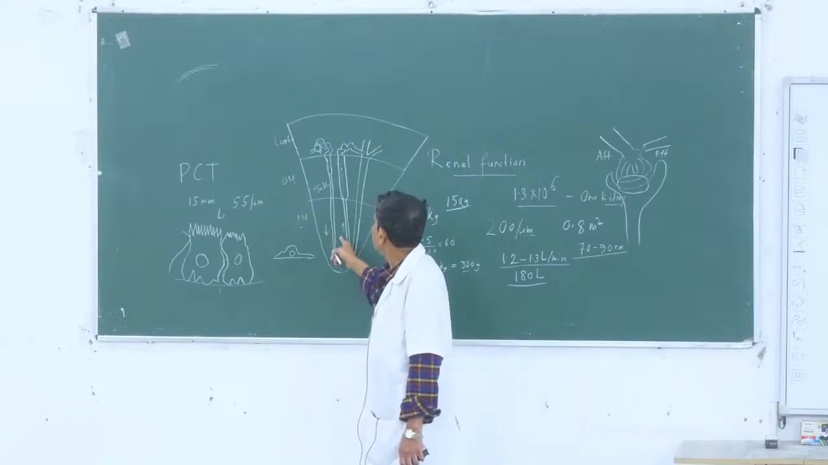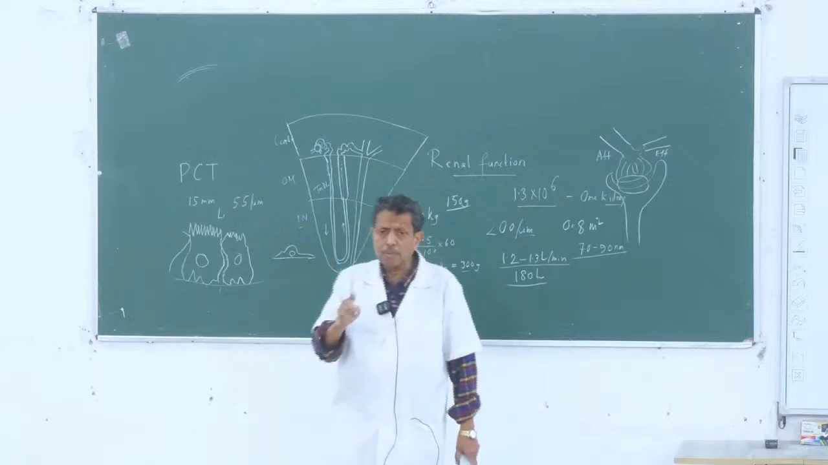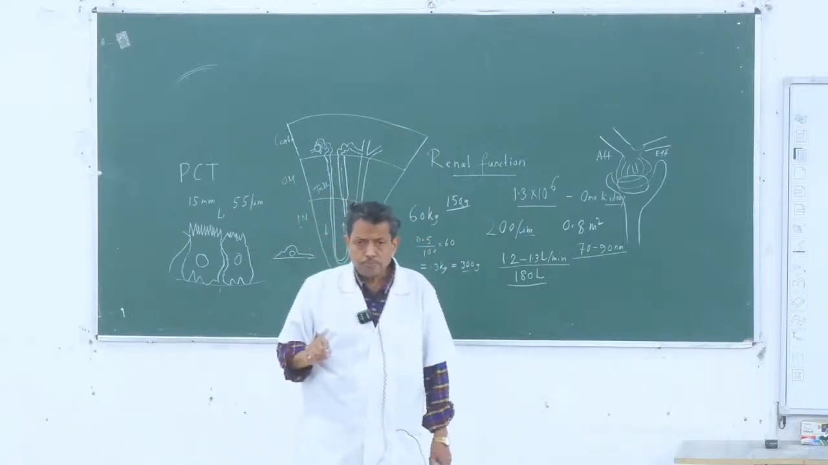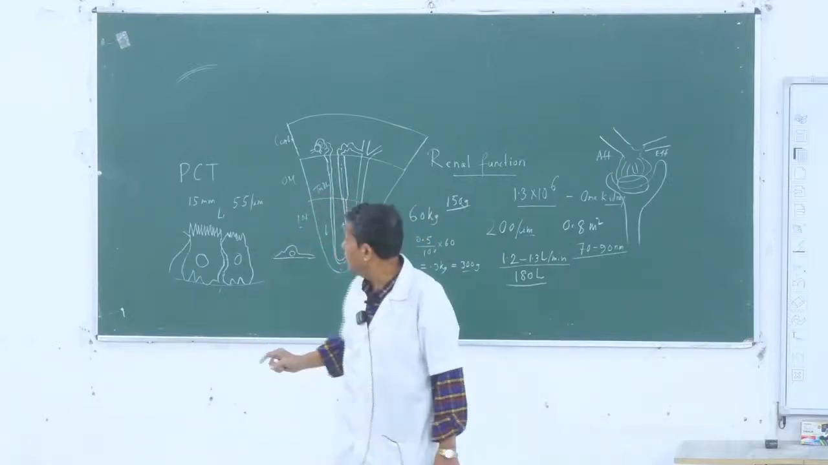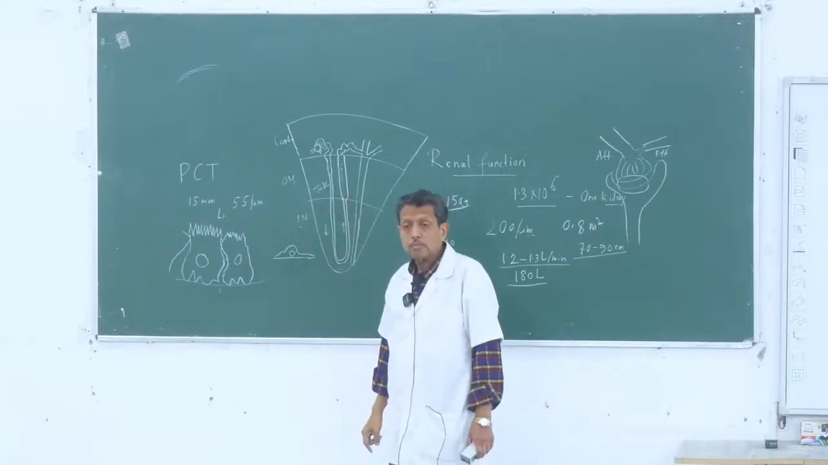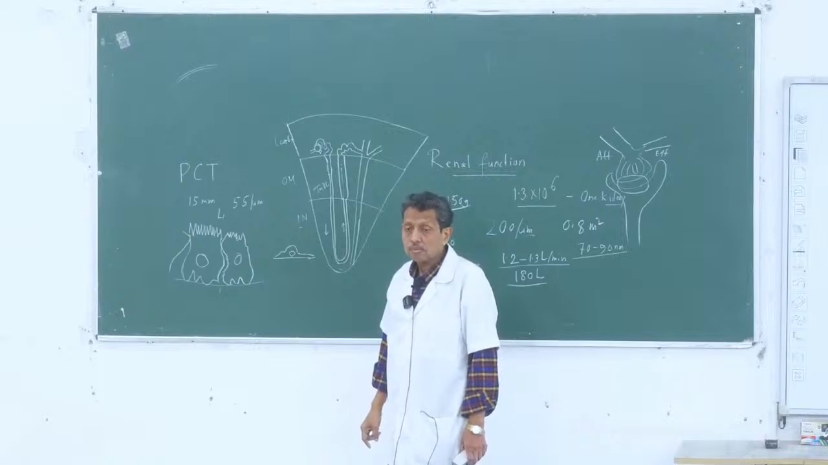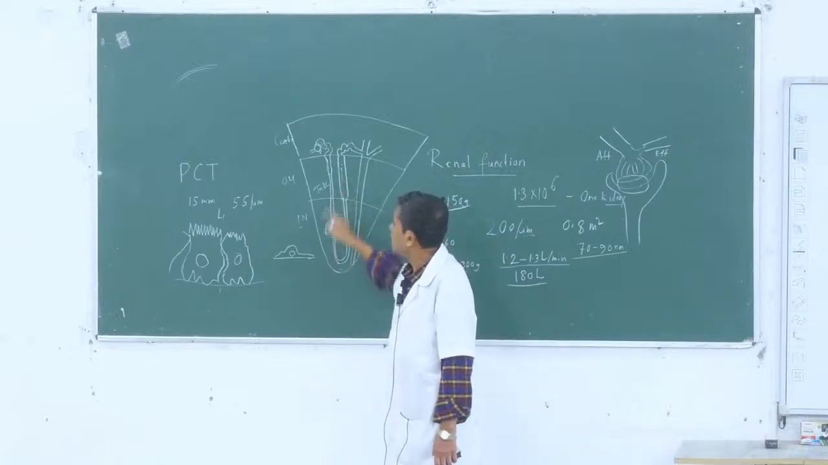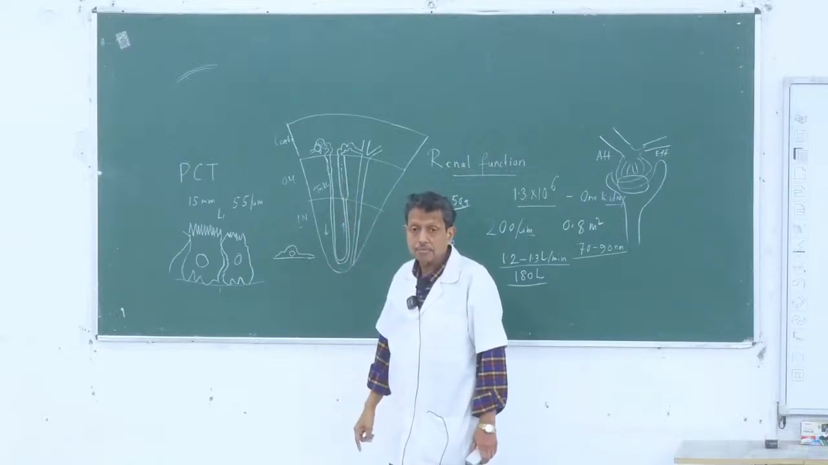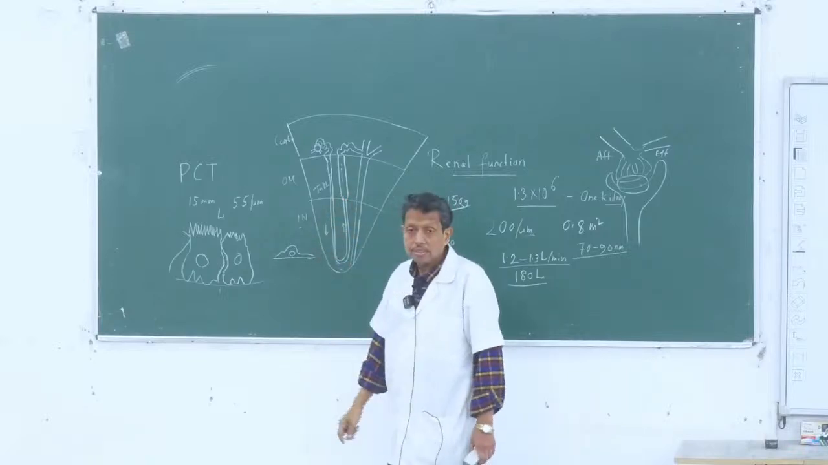Now this is the thin ascending limb. The thin ascending limb in the cortical nephron is very small, but in this case it is prolonged. And it drains into the thick ascending limb. In the thick ascending limb, the cells are much thicker than this.